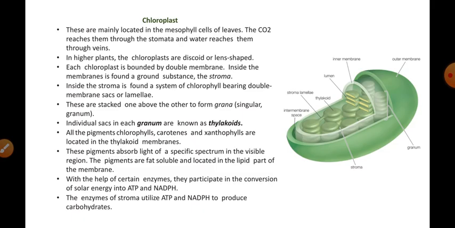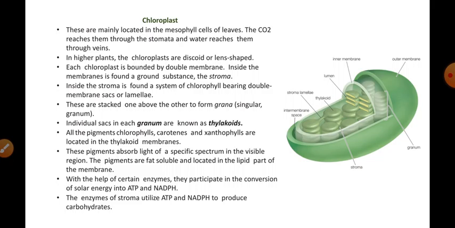If you can see the picture over here on the right side, this is a chloroplast. A chloroplast is a discoid or lens shaped structure. Each chloroplast is bounded by a double membrane. There is an outer membrane that you can see, and then there is the inner membrane, as you can see in the labeling. Now inside the inner membrane, there is a ground substance that is found. This ground substance is called the stroma. Stroma is the matrix, the ground substance, or you can call it the matrix, or stroma.